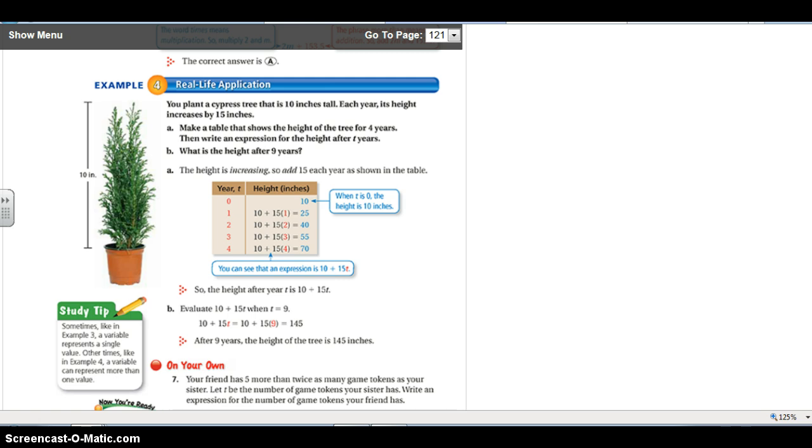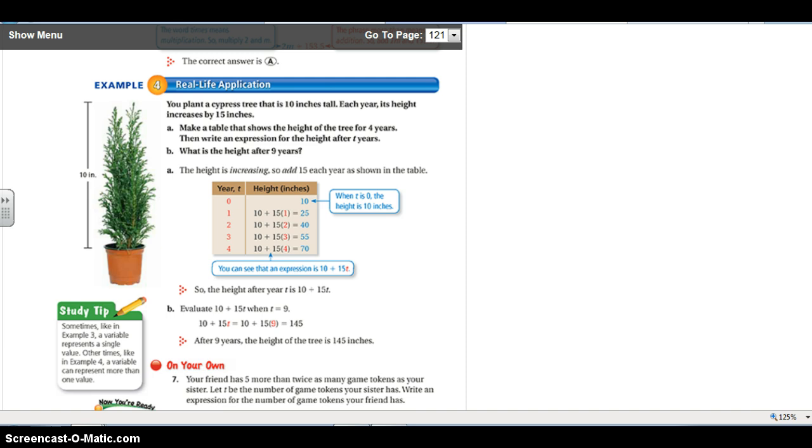3 years. 10 plus 15 times those 3 years. Again, another way to write it would be 10 plus 15 plus 15 plus 15. We don't write it that way. We can change it to multiplication. Okay? So technically, the red numbers are the letter T. We're putting in the years.